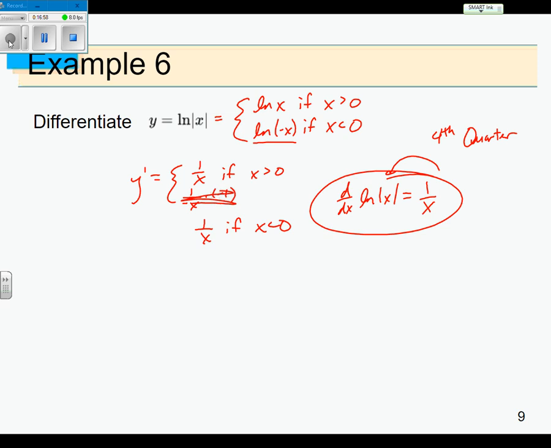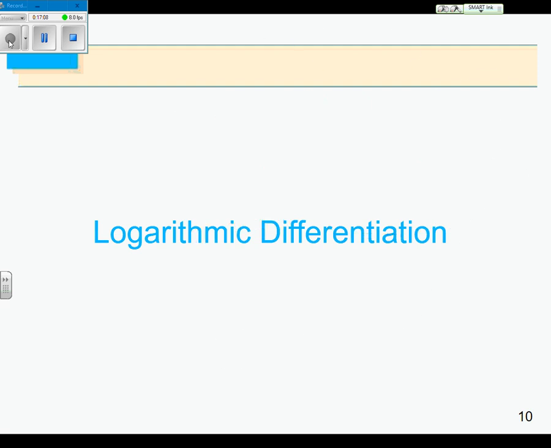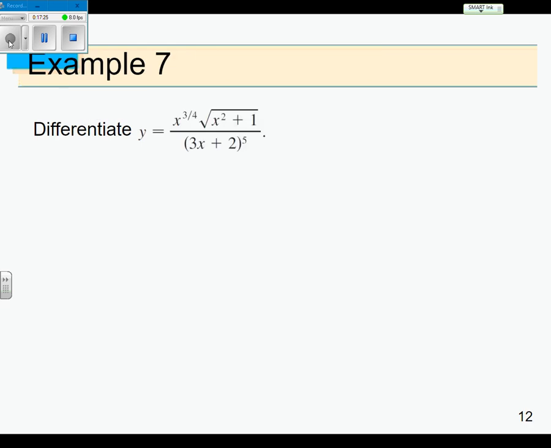I'm going to go ahead and talk about something called logarithmic differentiation. We just took the derivative of logarithms. Now I'm talking about logarithmic differentiation and why we need to have it. The calculation of derivatives of complicated functions that involve products, quotients, and powers can often be simplified by taking logarithms. Whenever I do that, that is called logarithmic differentiation.